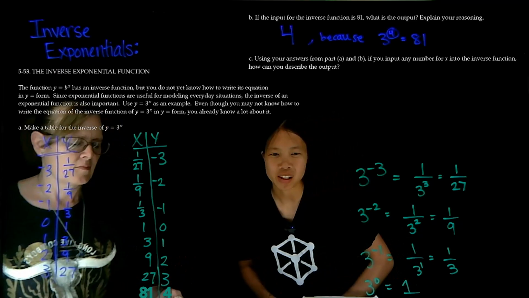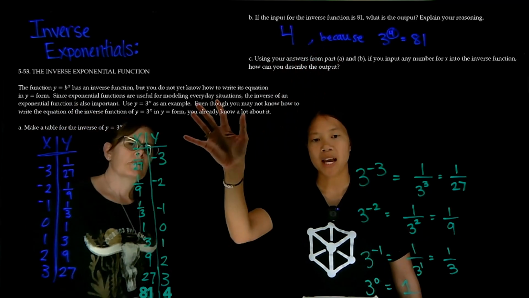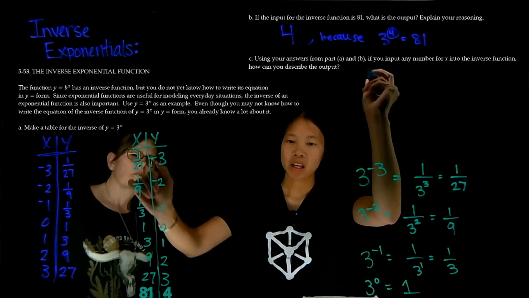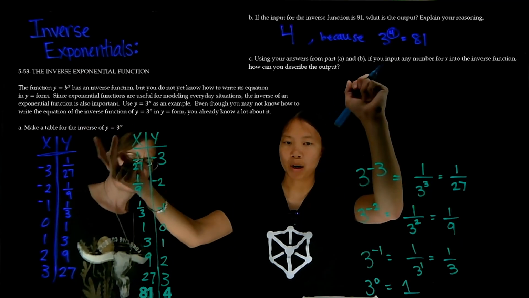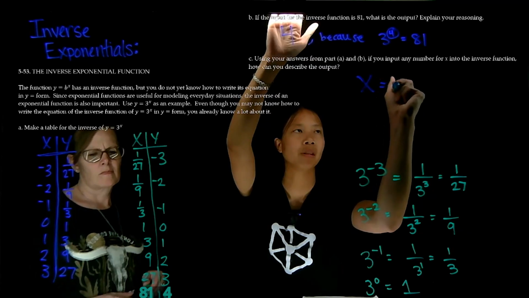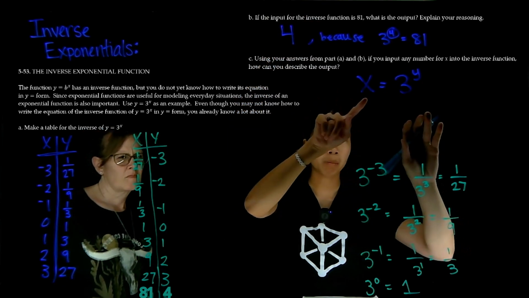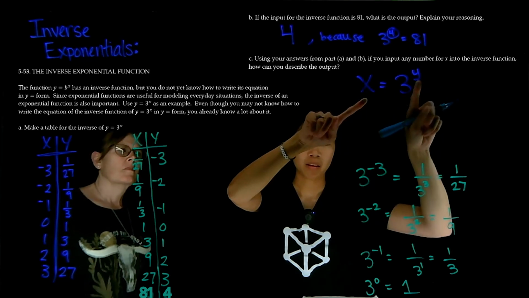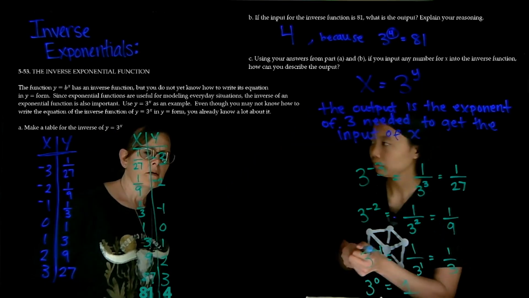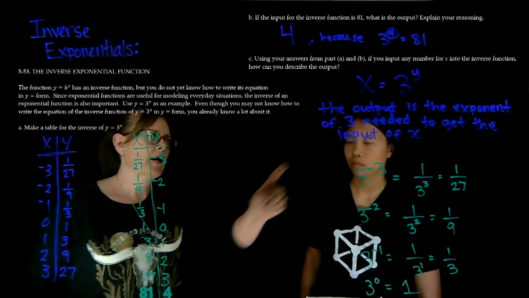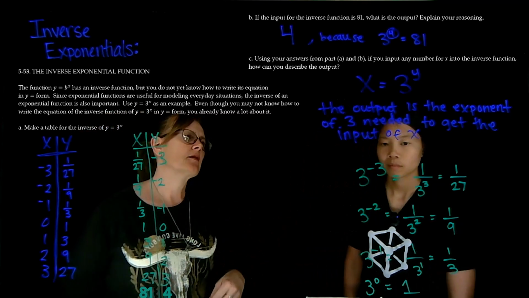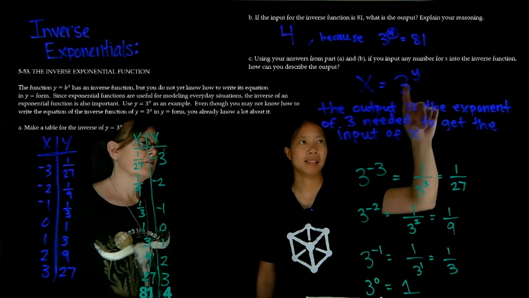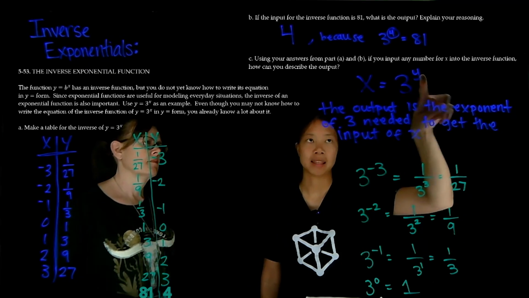Part C says, using your answers from part A and B, if you put any number in for x into the inverse function, how would you describe the output? So if we were to write the equation, we know our x and y are flipped, so we would say x equals 3 to the y power. If I input a number in for x, I will get out what exponent I need to raise 3 to in order to get that x value. So any number that we put in for x in this equation, we're going to get the value that we need to raise 3 to. Or in other words, the output is the exponent of 3 needed to get that input for x.